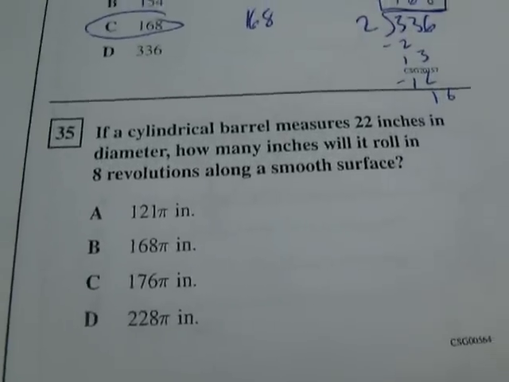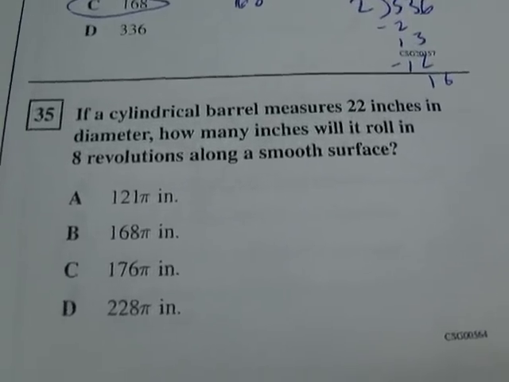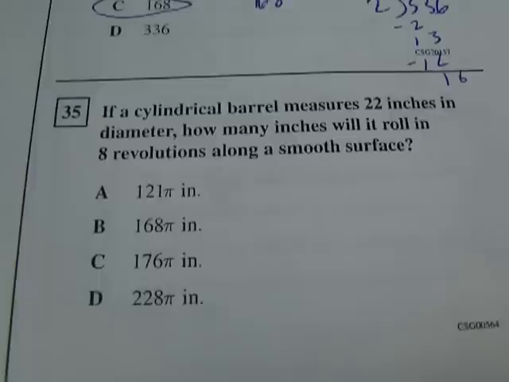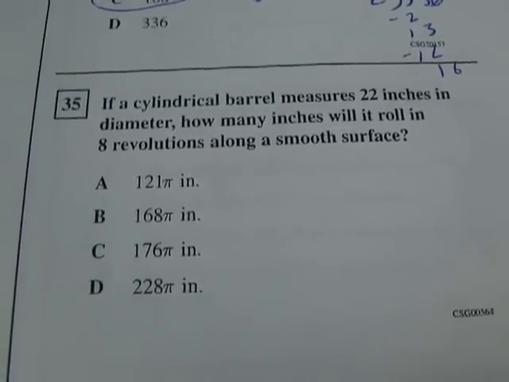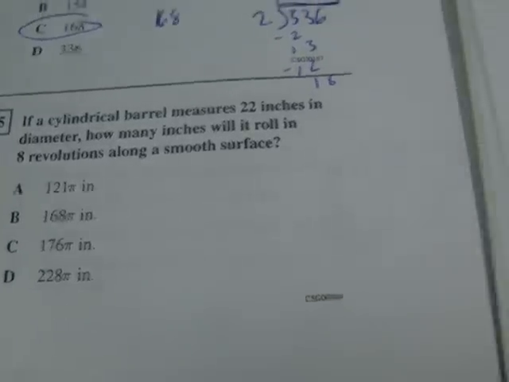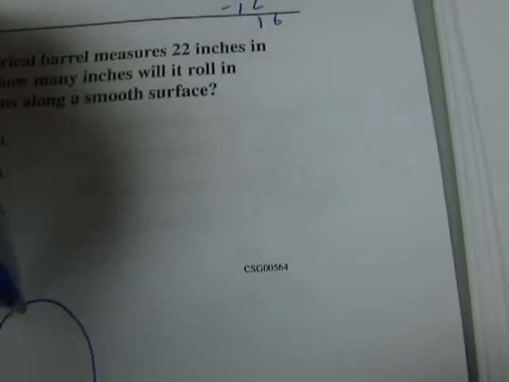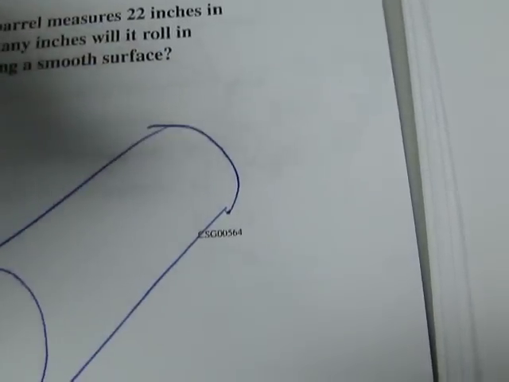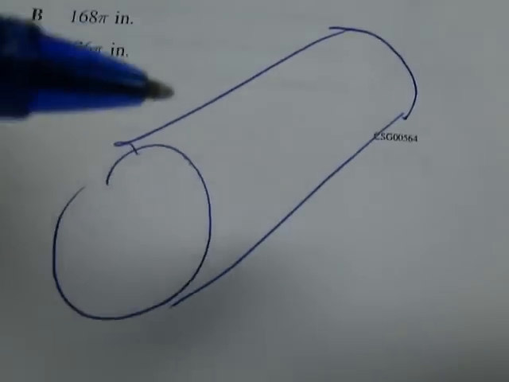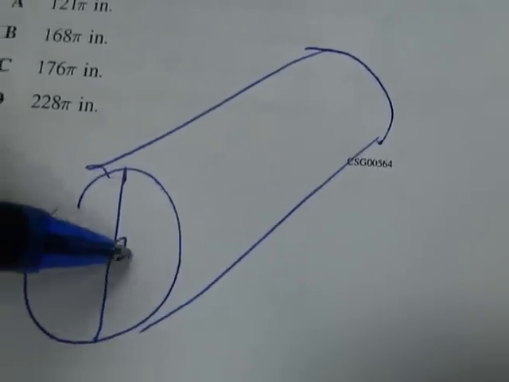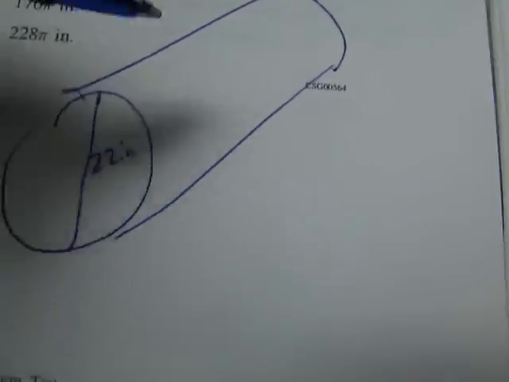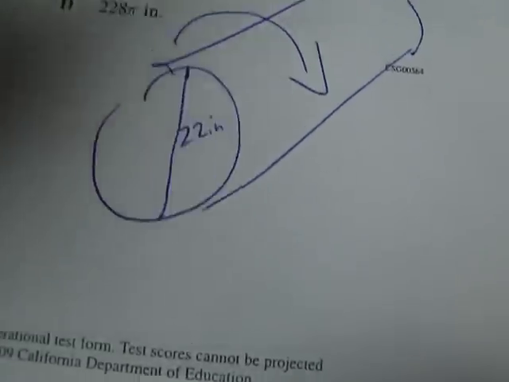Okay, next one, number 35. If a cylindrical barrel measures 22 inches in diameter, how many inches will it roll in 8 revolutions along a smooth surface? Okay, so we've got our cylindrical barrel. That means it makes a cylinder. And the diameter is 22 inches. Okay, so if it's rolling like this.